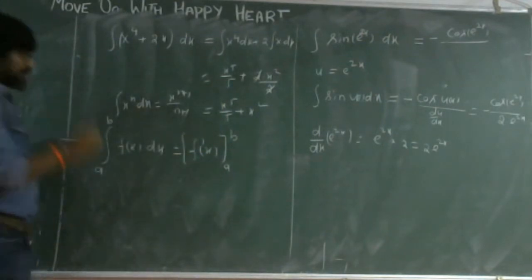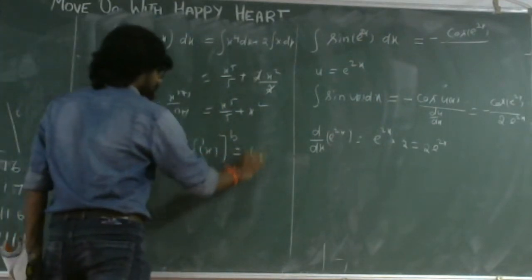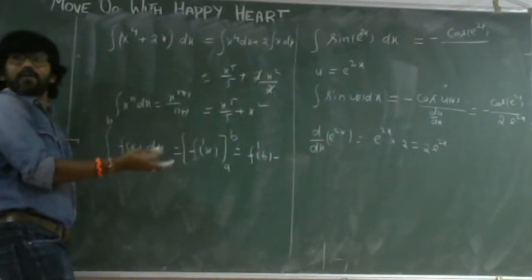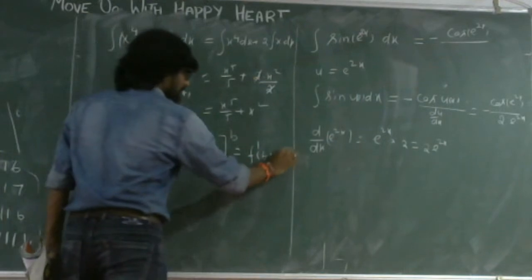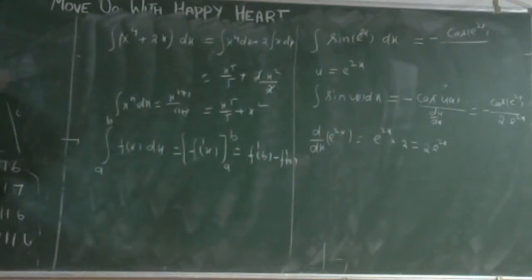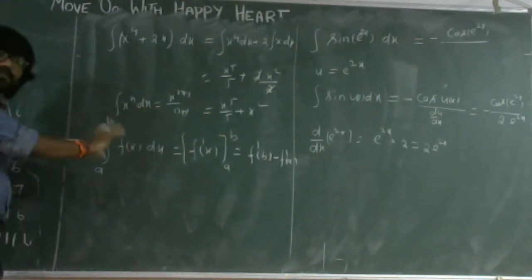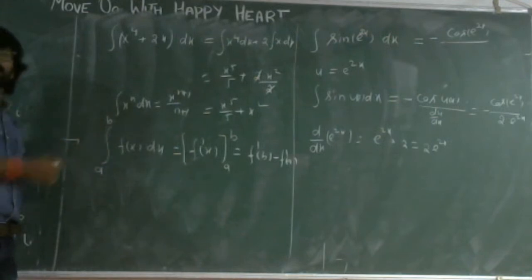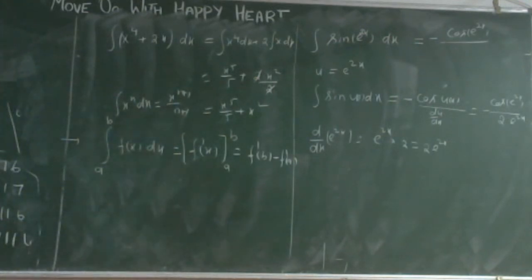In such a case, you write the antiderivative F of x with the limits a to b. You apply the upper limit first, F of b, minus the lower limit, F of a. This gives you integration with limits. We call these definite integrals.